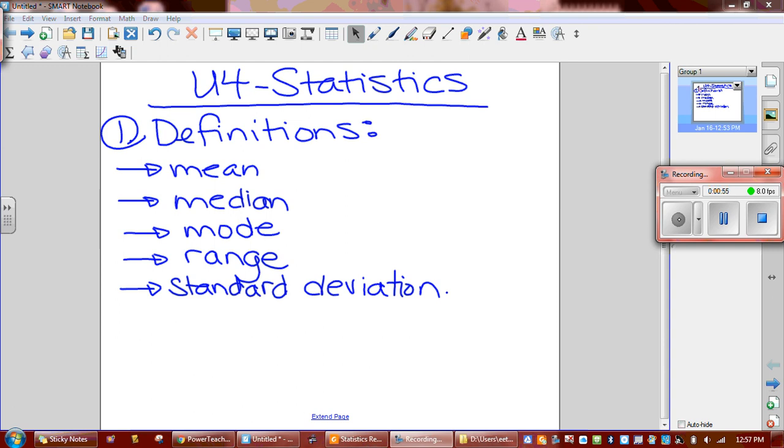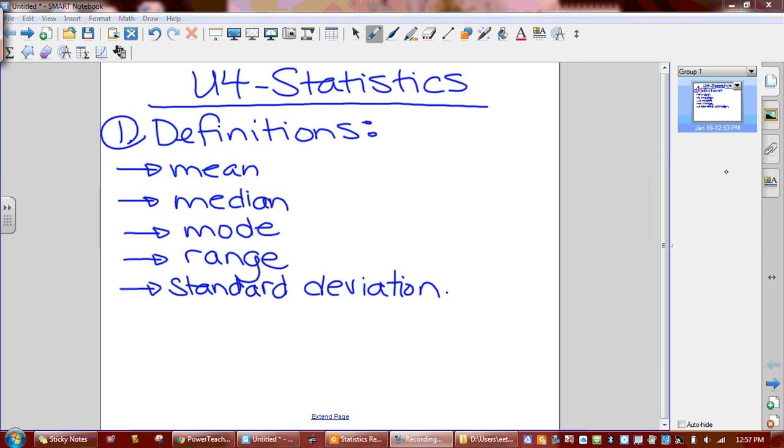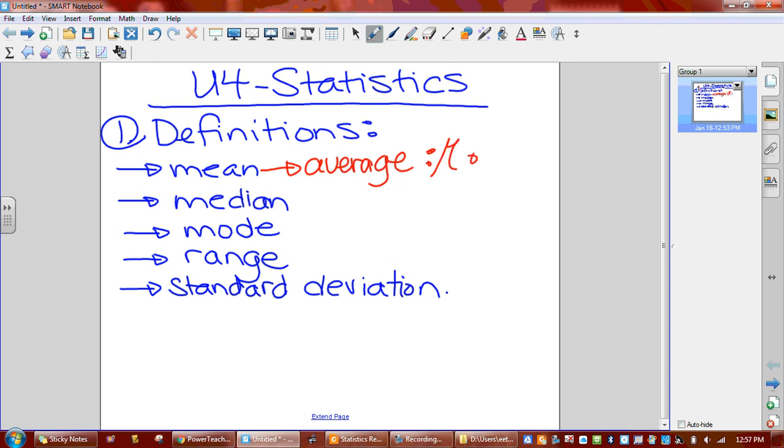When we talk about the mean, another word for it is the average. Okay, it is the average amount of something. There's two symbols. We can have the symbol of mu, or we can have X with a line over it. That's what our calculator gives us. So both of those stand for mean.